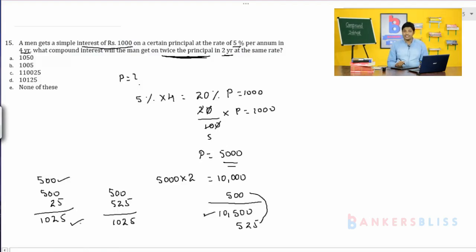Okay, so 500 is the interest amount. For the second year again you are going to get 500 along with that 5%, that is 25. So 1025, that is the answer. In the options you do not have 1025, therefore the answer is none of these. So problem number 15, the answer is none of these.